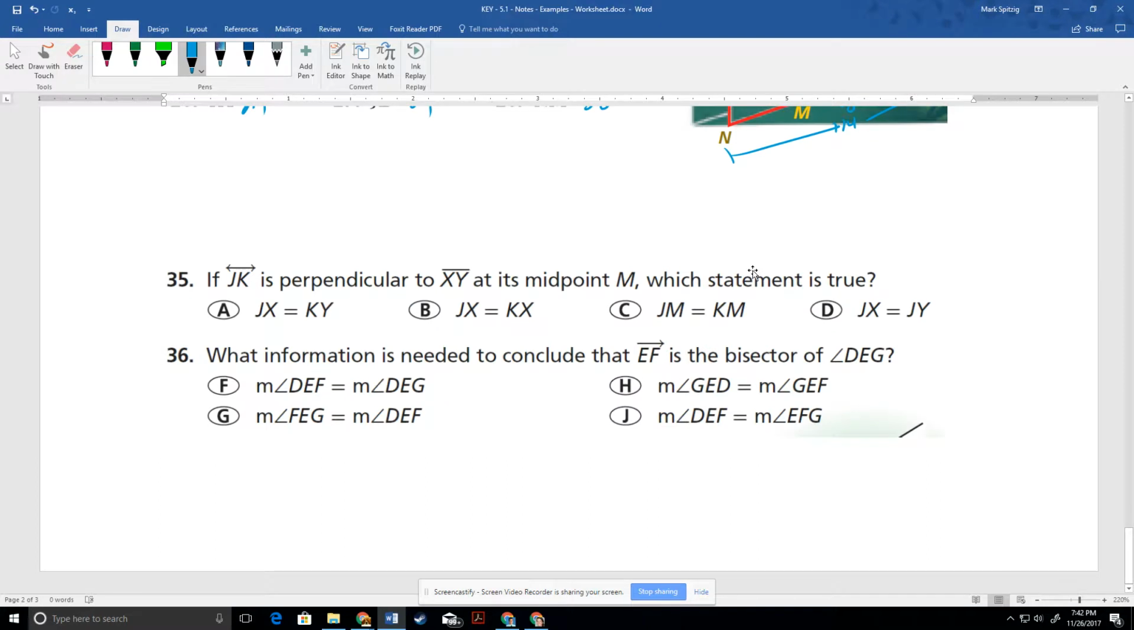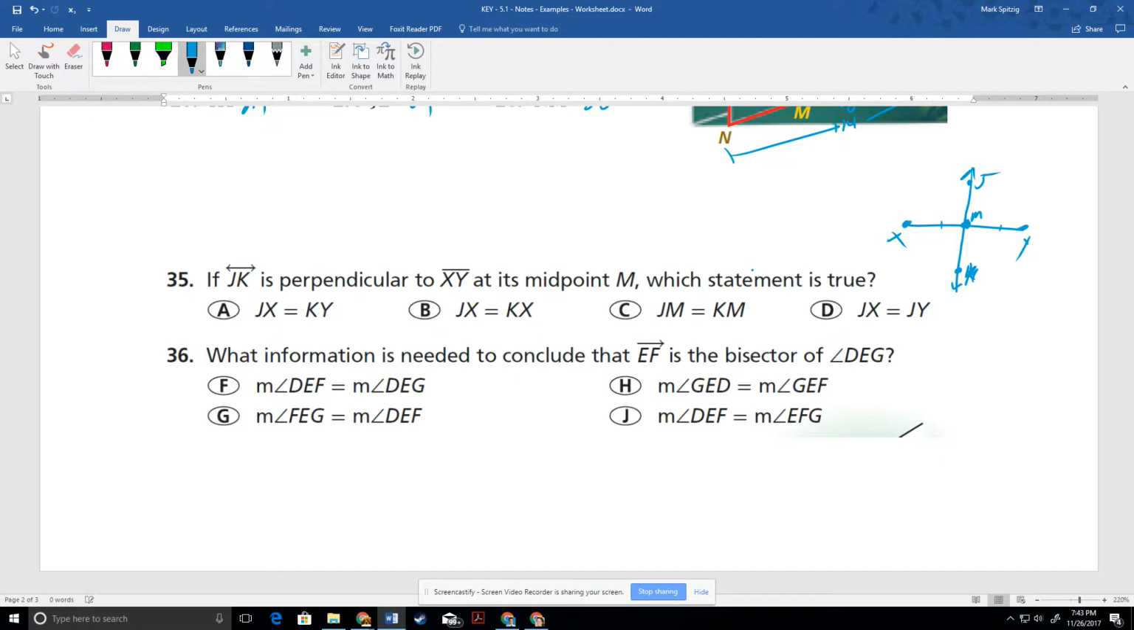All right, so in this case, we're going to actually have to draw this out. We're saying JK is perpendicular to XY. So we know we have X, we know we have Y, and we know that JK is perpendicular to it at its M point. So we know that it's the perpendicular bisector. So this is M, and then it's J up here, K. Well, it's just line JK. I don't really know what its points are. So which statement is true?